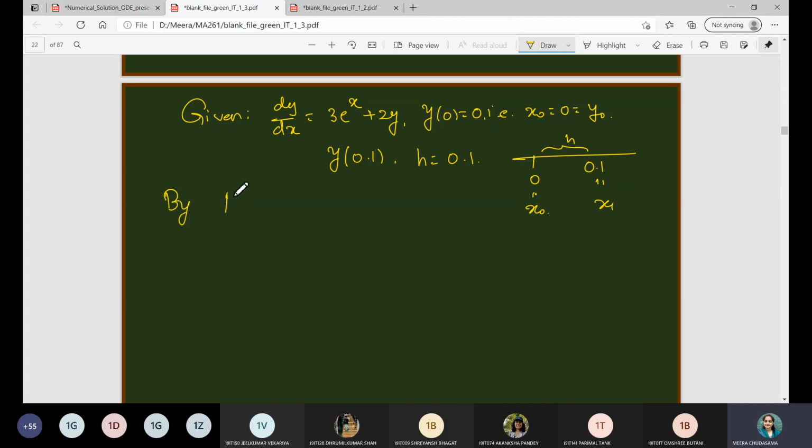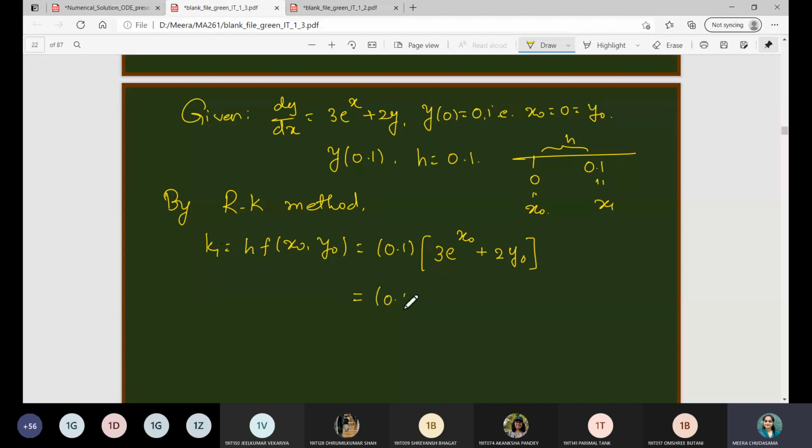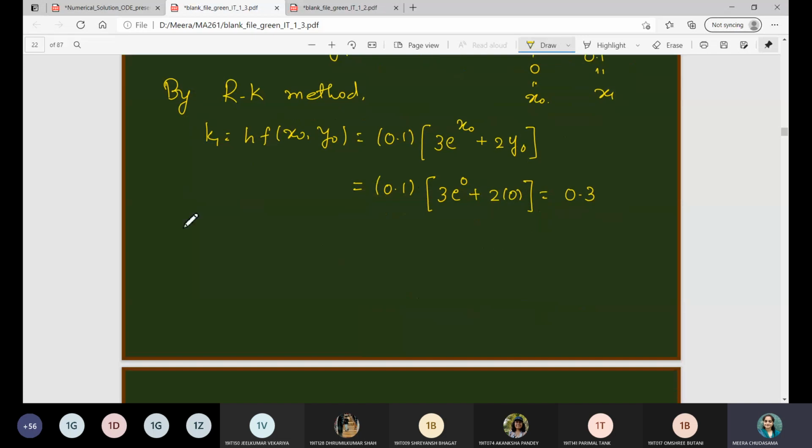So by the RK method I am directly starting. K1, which is h f, with x0 equal to 0, you have to take first, right? And the function we are given is 3 into e raised to x plus 2y. So h is 0.1, and the function value is 3 e raised to x0 plus 2y0. This step I am writing for D2D students as well as slow learners, right? So this is nothing but 3 e raised to 0 plus 2 into 0. So this is nothing but 0.3. Simplification if you see, it will be 0.3.